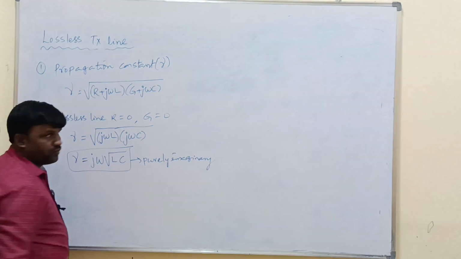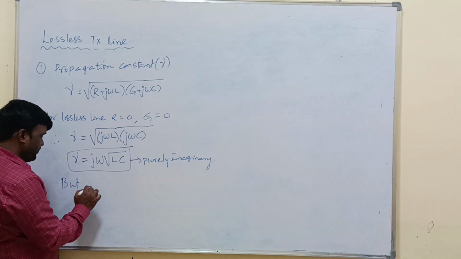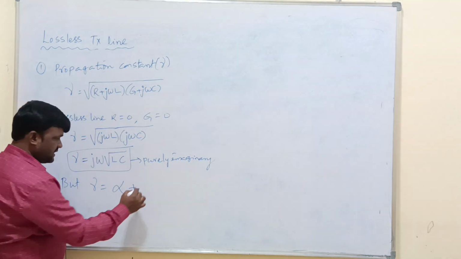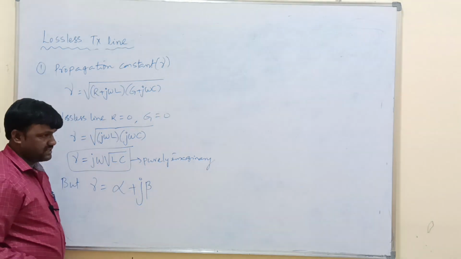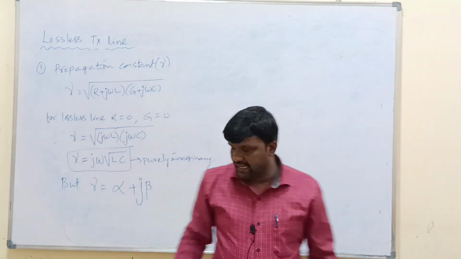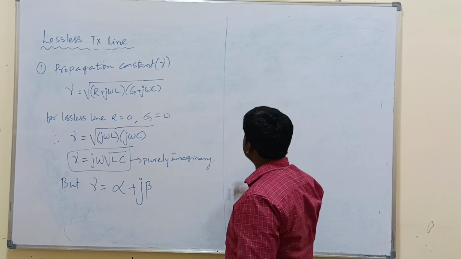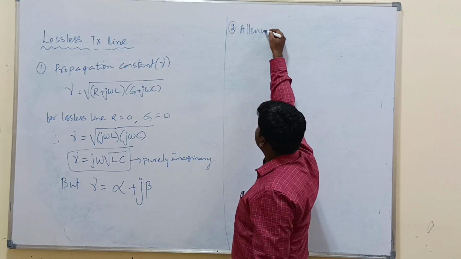But we know that gamma is the sum of the real part alpha, the attenuation constant, and the imaginary part beta, the phase shift constant. Now we can find alpha and beta by equating the real and imaginary terms. Second one is the attenuation constant.